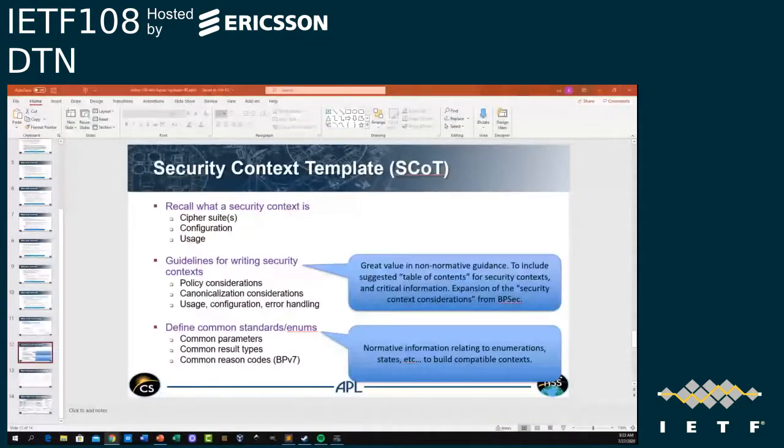Excellent. In which case, the agenda says you had something about security templates. Do you want to cover that very quickly now? So the real question that I have on this, while I update the share screen again, is, the question to the working group is, is there value in having a security context template at all? And what we presented here in just one or two slides is, this might be a place for more specific guidelines for writing security contexts, specific policy, canonicalization considerations, usage and error handling, perhaps even a common template for a table of contents and things that must be addressed, and then whether or not you have common parameters, result types, or reason codes.